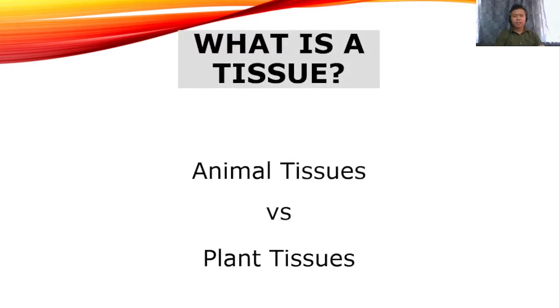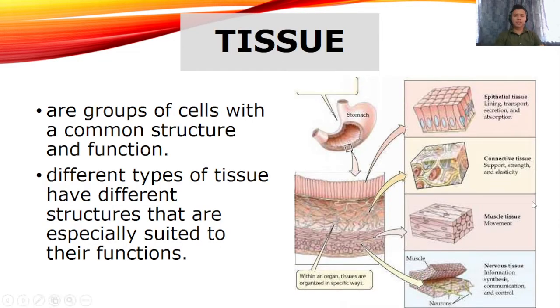Moving forward, here we have the definition of tissue in general, regarding animal tissues or plant tissues. Talking about tissue, these are a group of cells with a common structure and function, allowing it to perform a particular duty. Different types of tissues have different functions, simply because they have different structures as well. It all depends upon the structure, wherein it defines its function.